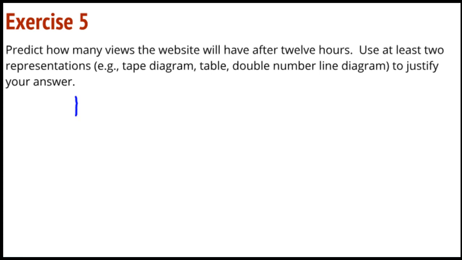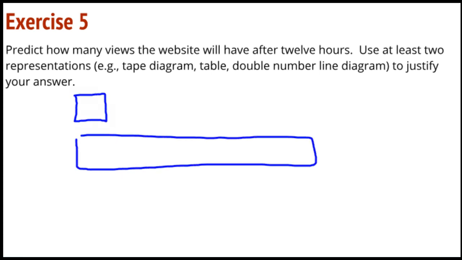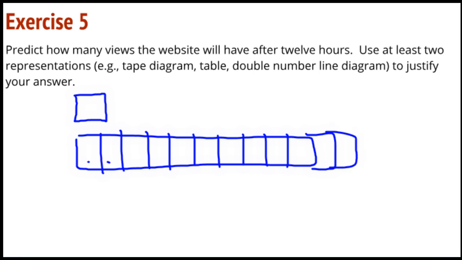So I know that I have a ratio of 1 hour and 12 views. 1, 2, 3, 4, 5, 6, 7, 8, 9, 10, 11. 1, 2, 3, 4, 5, 6, 7, 8, 9, 10, 11, 12. Great. And I know that my constant is 12.